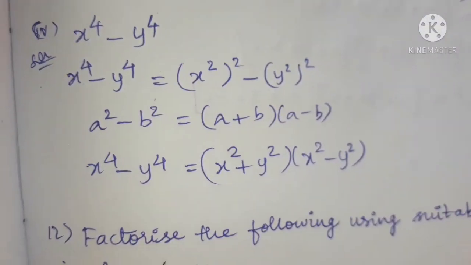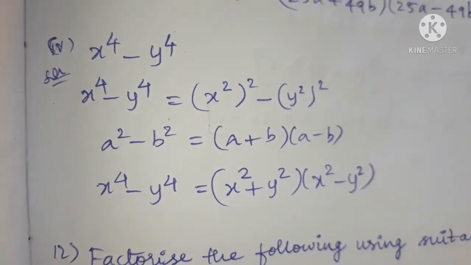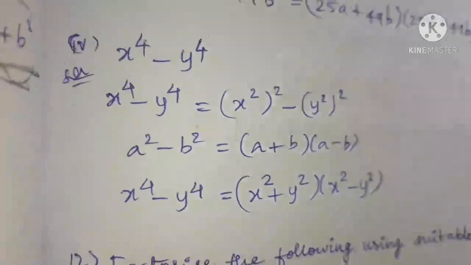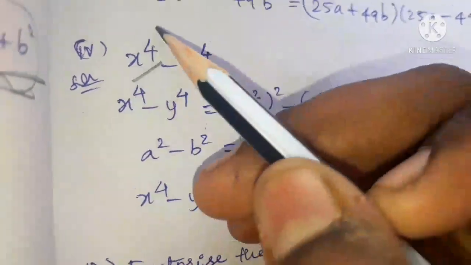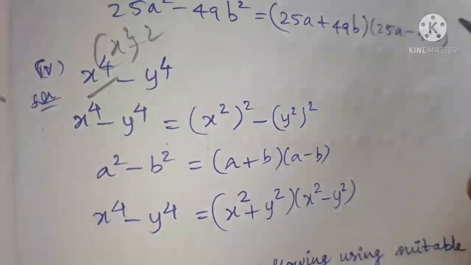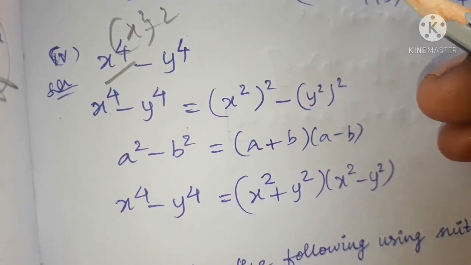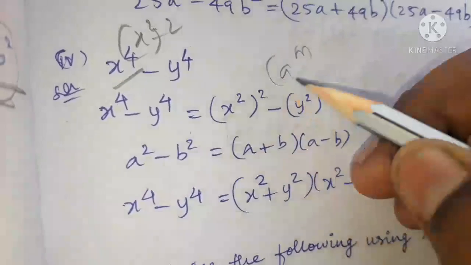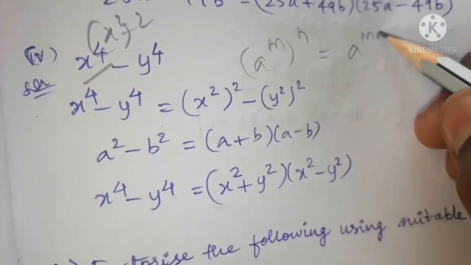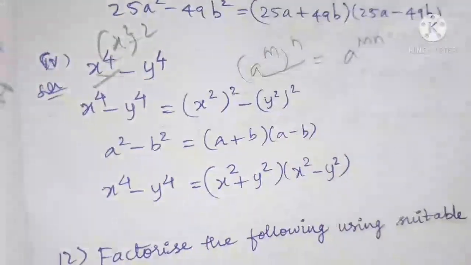So now you can ask, here there is no square, how can we substitute in that formula? Here also there is a square. It is x square whole square, which is x power 4. I think you will remember the identity (a power m) whole power n. You will write the answer as a power mn. You will multiply both the powers and write it in the same place.